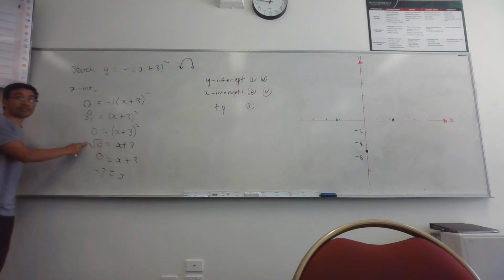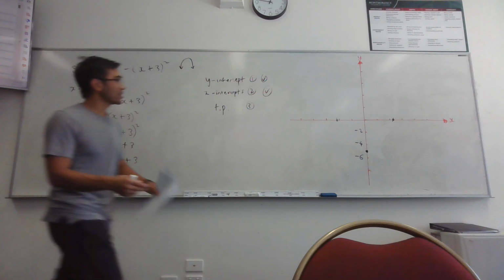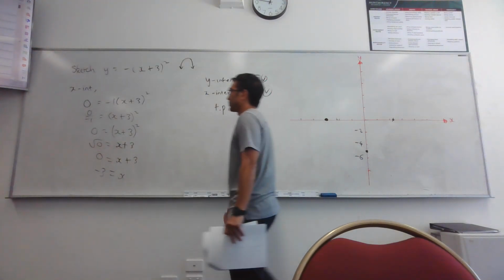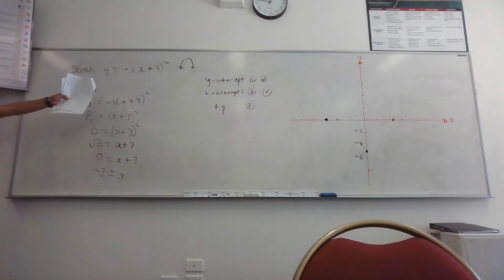Do I need to put a plus and a minus on this? Nah, because 0 is neither plus or minus. Okay. So we look for negative 3. It's right here. How do you find the other one? Okay, there's only one here. You'll see what's happening here.